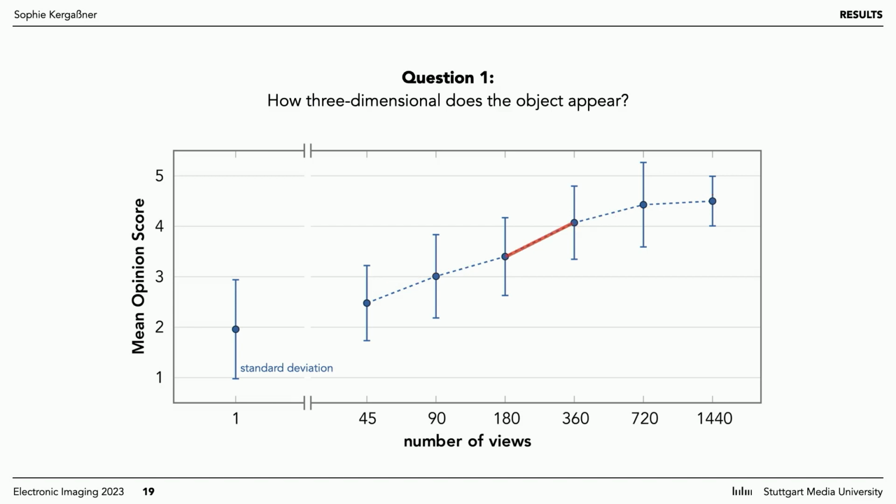And we can see that the largest increase in MOS can be found between 180 views and 360 views, while the smallest increase is located at the very top between 720 views and 1,440 views. At the same time, we have the second largest standard deviation at 720 views and the smallest one at 1,440 views. And this could indicate that the probands were more confident in giving the lowest angular resolution a good score than they were with the 720 view stimuli.